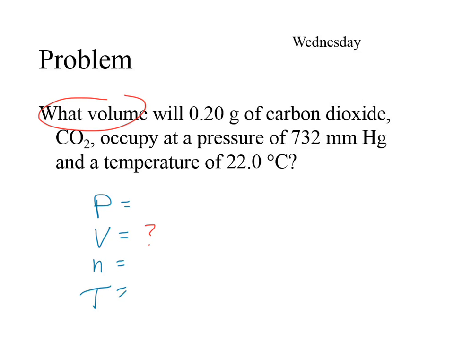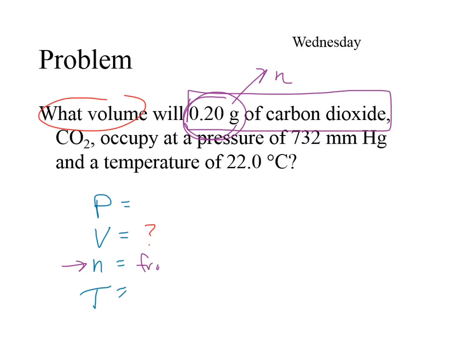Now, this is classic. Notice it gives us 0.20 grams of carbon dioxide. What we're going to do in this problem is go from grams to moles. I'll put an n there. Actually, we're going to get our n down here where it says n, from 0.20 grams of CO2.